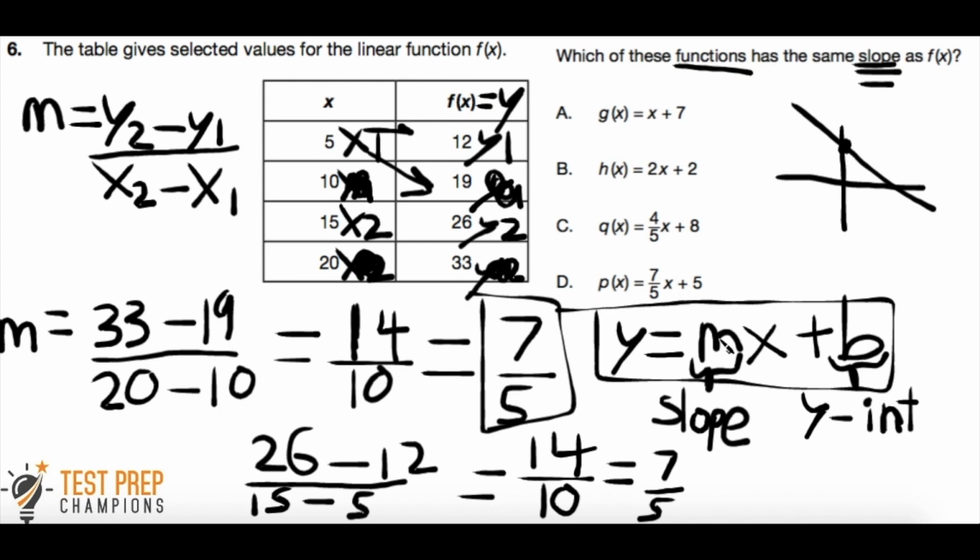Basically, in the standard form of a linear equation, we see that this m is our slope. All of these equations are in the standard form. So for example, if we look at B, we see h of x equals 2x plus 2. Well, this 2 is the slope, and this 2 is our y-intercept. For C, the 4/5 is the slope, and 8 is the y-intercept. In D, we see that 7/5 is the slope, and so we can say that this function p, p of x, which is answer choice D, has the same slope as function f of x. So D is the correct answer.